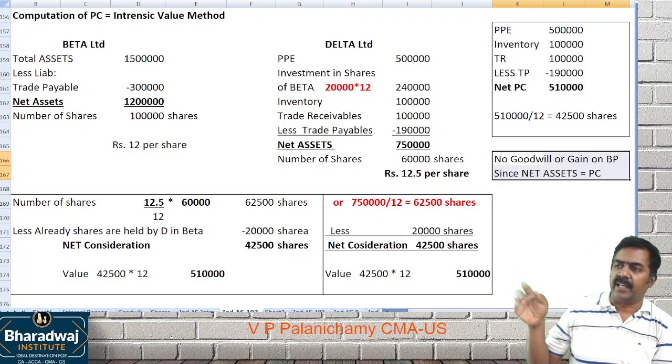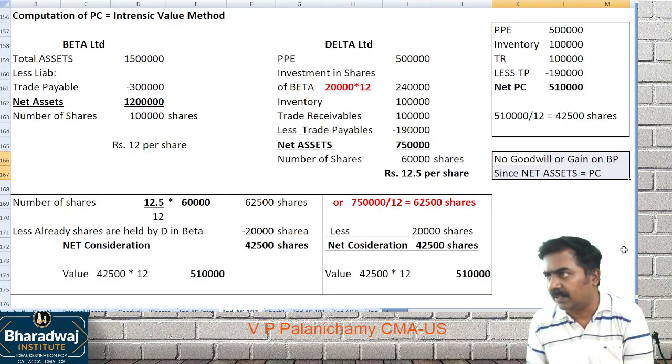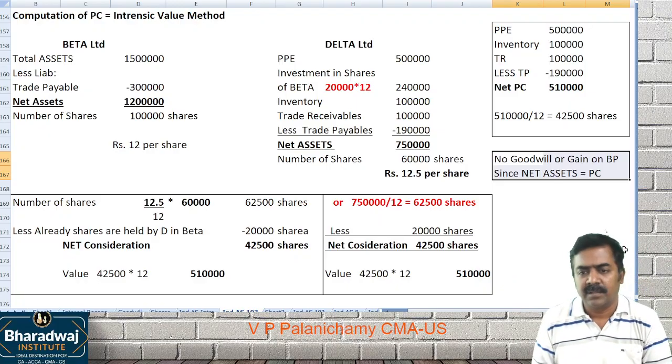So we have done the clear working on intrinsic value. How many shares have to be given? Everything. We will just prepare which one? Balance sheet.